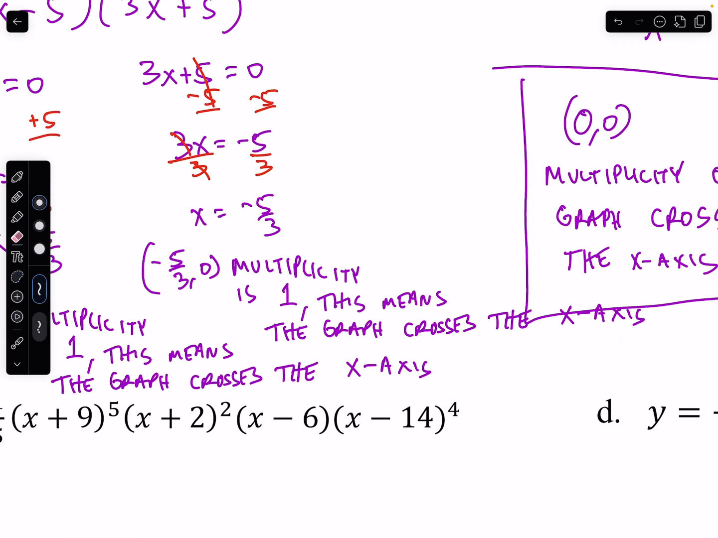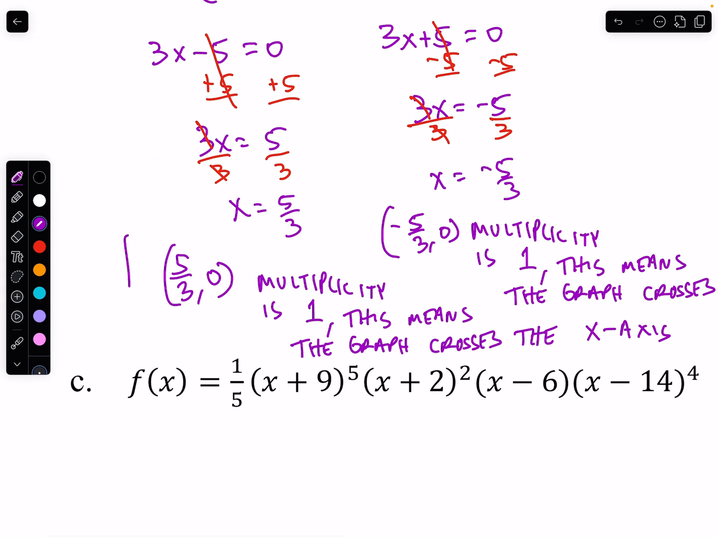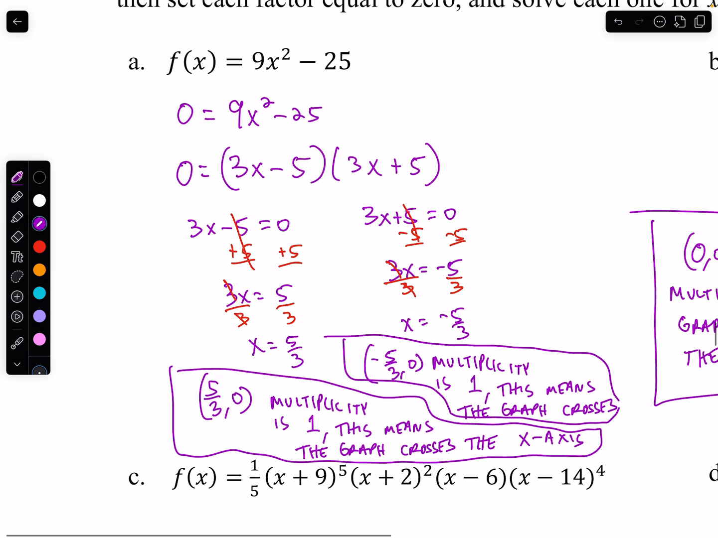Anyway, same answer. The multiplicity is 1, so we'll just leave it at the graph crosses. So these are our answers for our zeros. That was fun. Remember, the multiplicity is the power on these factors, so 1 and 1 if nothing is shown here and here.